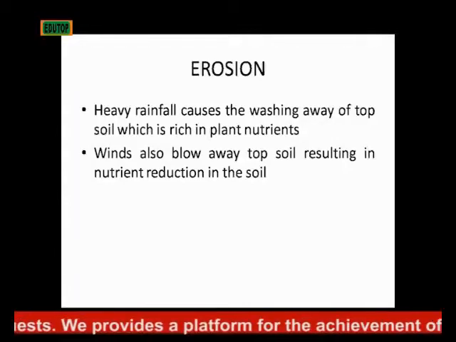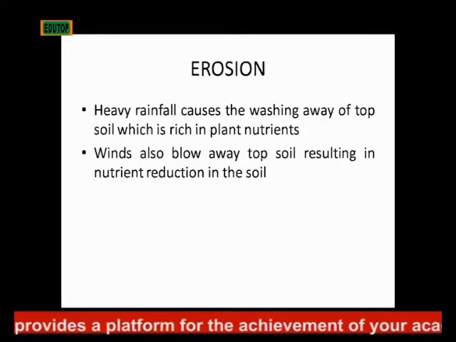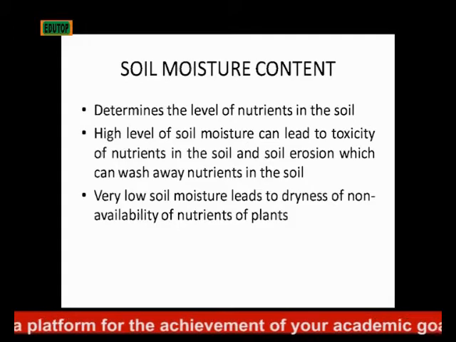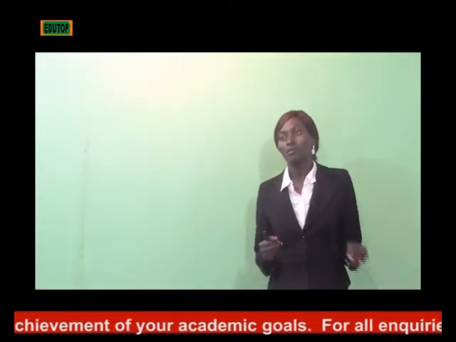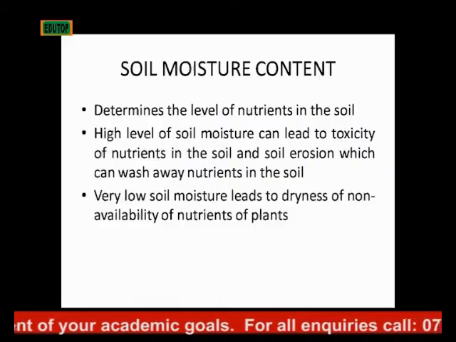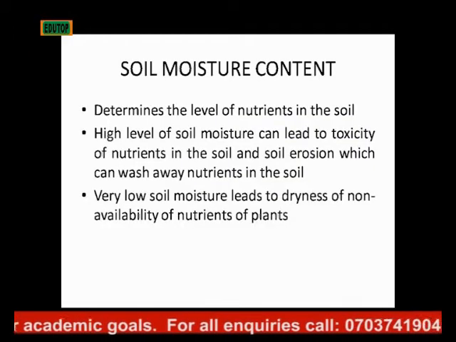result in reduction of nutrients in the soil. Then soil moisture content is another factor that affects nutrient availability in the soil. Soil moisture content determines the level of nutrients in the soil.